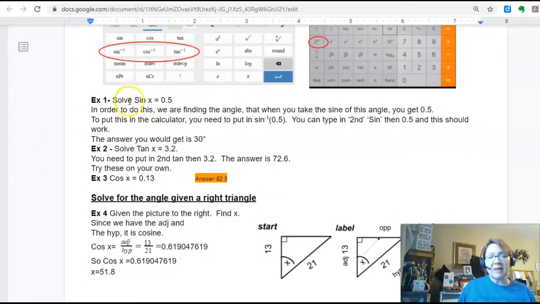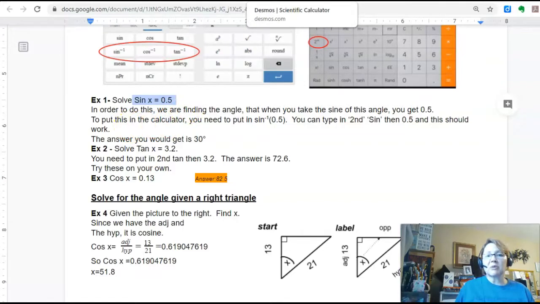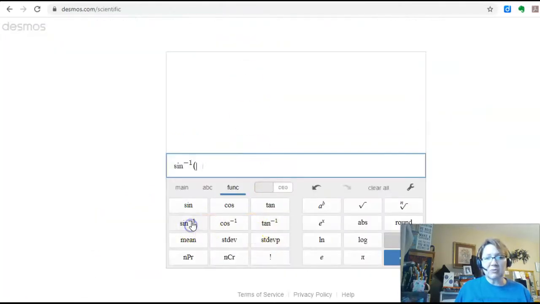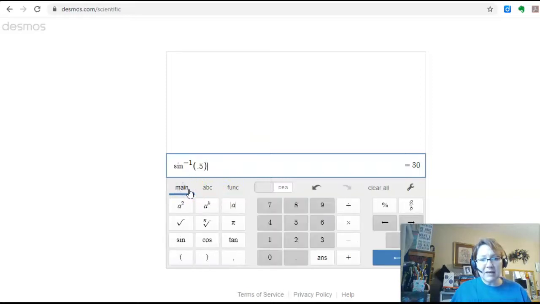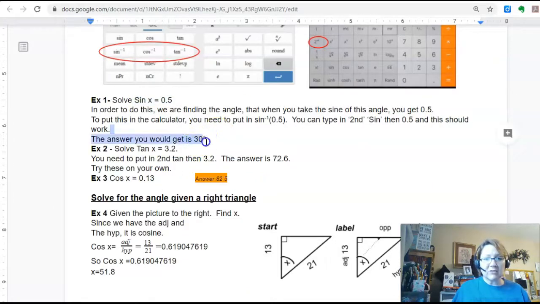So if we said some angle, right? We don't know what angle, but some angle gives us the answer of 0.5 or 1/2. We don't know what this angle is, so we have to take the inverse. So to take the inverse sine, we want to come over here. We already got it set up. We say what angle gives us the answer of 0.5, right? We don't know what the angle is, so I actually had to type in 0.5 there. But if I didn't want to, I could go back to the main to type in the 0.5 if I wanted to. And then it shows me the answer is 30 degrees. So that's what I have here. The answer is 30 degrees. That's all you have to do for this first part.